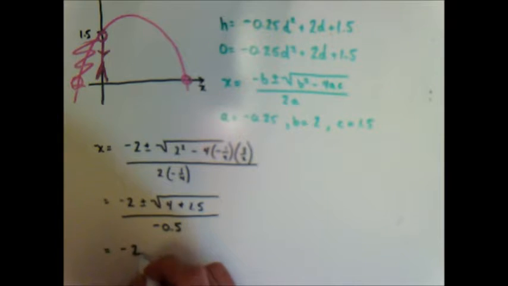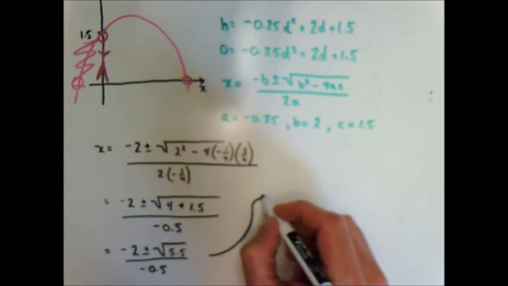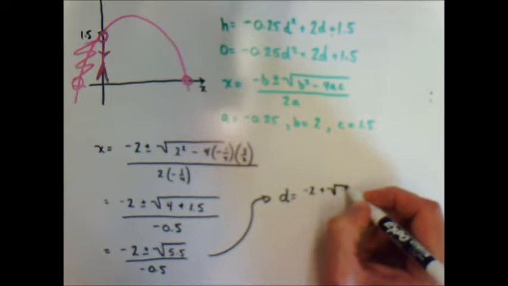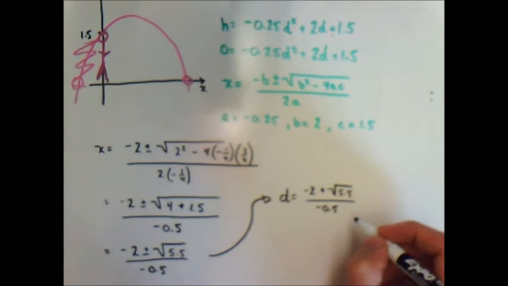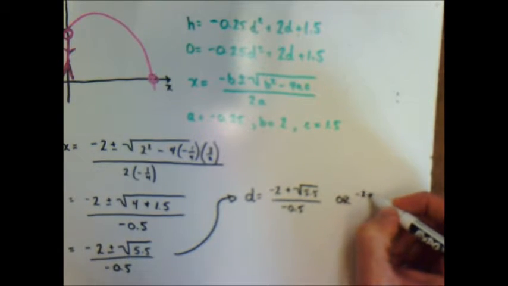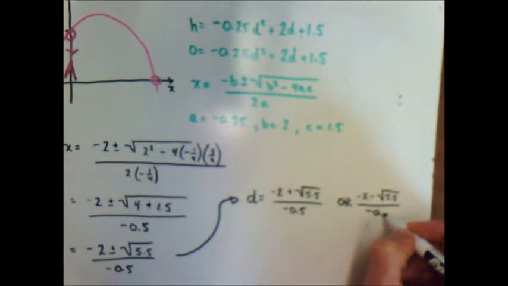And we can reduce this further. So we have negative 2 plus or minus the square root of 5.5 over negative 0.5. So this tells me that d, if I plug this into my calculator, d equals negative 2 plus the square root of 5.5 over negative 0.5, or d equals negative 2 minus the square root of 5.5 over negative 0.5.